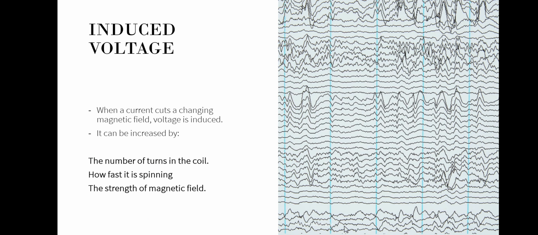Next up is induced voltage. Now when a coil cuts a changing magnetic field, voltage is induced, and you can increase induced voltage by increasing the number of turns in the coil, by increasing the speed at which it is spinning, and by increasing the strength of the magnetic field.